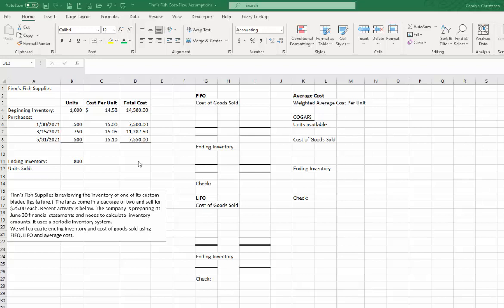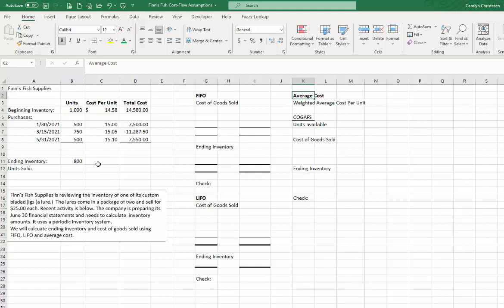All right, so we want to calculate our ending inventory and our cost of goods sold. Once you get better at it, it's easier to do the ending inventory first, because usually there are fewer calculations with ending inventory. But I'm going to do cost of goods sold first because I think it's a better example of how the costs flow. So let's start here with FIFO. FIFO means the first goods to come in are the first ones to be sold. Then we're going to do LIFO, and then average cost.